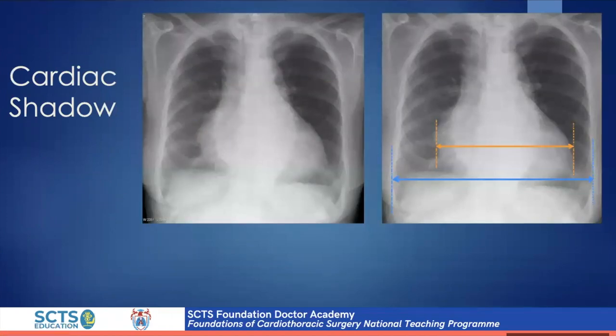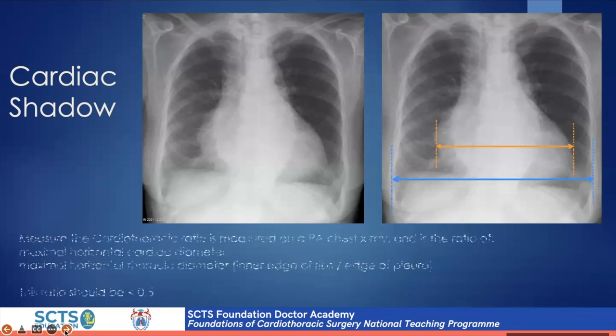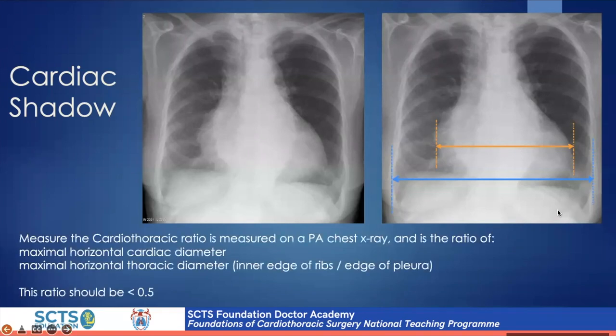Okay, and we've gone to talk about cardiac shadow now. So the cardiac shadow is a measure of the shadow of the heart on the x-ray, and it always should be commented on a PA view rather than AP view. And that's because in AP view, the heart is sat closer to the x-ray image and could falsely look larger. And it should be less than half of the whole thoracic cavity ratio, as shown here by these orange and blue lines. And that's measuring the cardiac shadow.